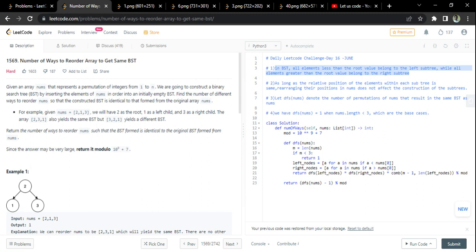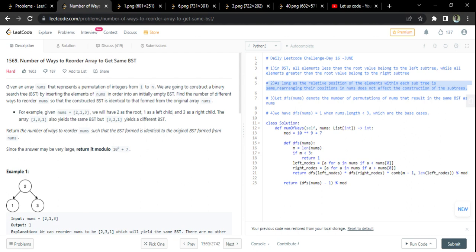As long as the relative order of the elements within each subtree is the same, rearranging their positions in nums does not affect the construction of the subtree. What is this? We will see this with a picture example, and then we will understand this. For now, let us understand how we are going to do it using DP.